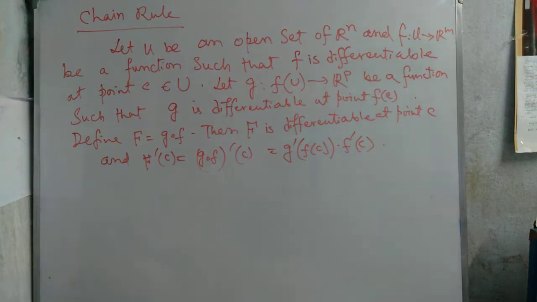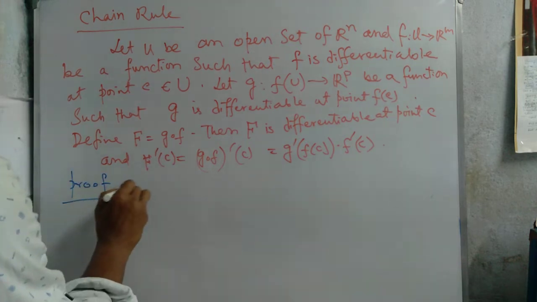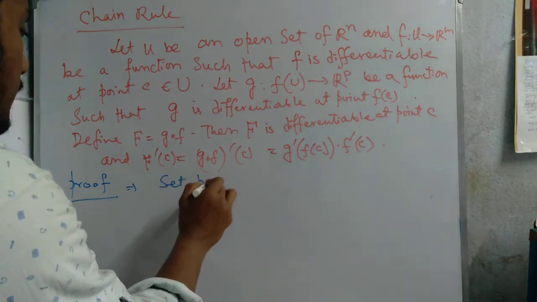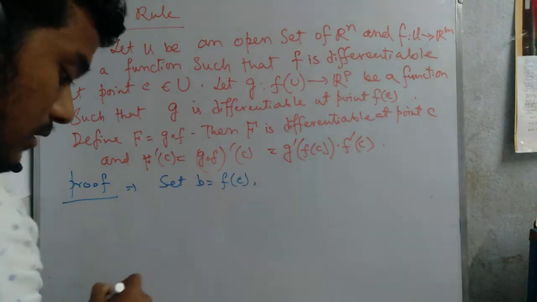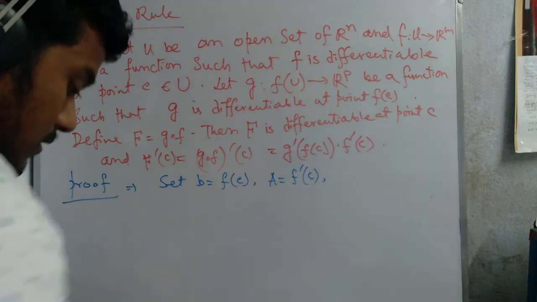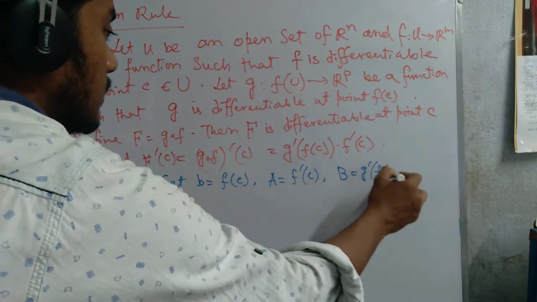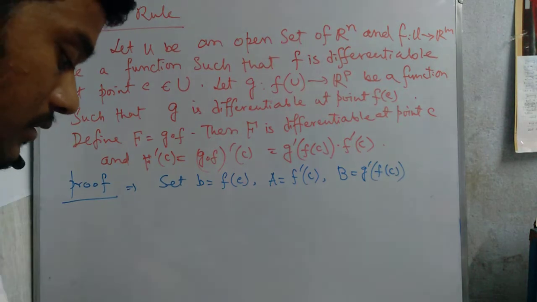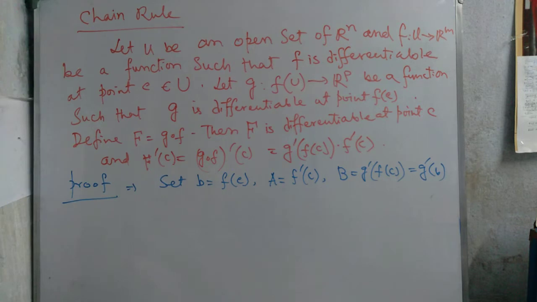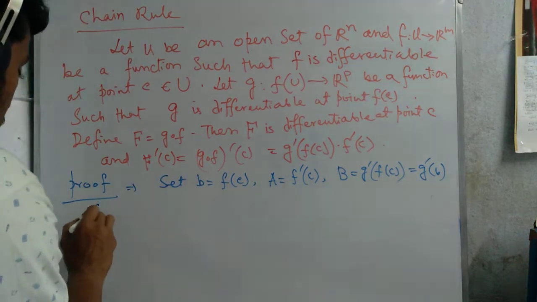Proof of this chain rule first. We write the proof here. Then set b equal to f(c), capital A equal to f'(c), and capital B equal to g'(f(c)), which equals g'(b). Then we'll start.